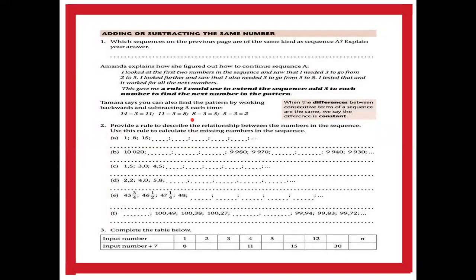Anyway, question 2. Provide a rule to describe the relationship between the numbers in the sequences. Use this rule to calculate the missing numbers in the sequence. So you guys must write down the rule. I'll try to explain it. So to go from 1 to 8, we add 7, and to go from 8 to 15, we also add 7. That means we're adding 7 each time.